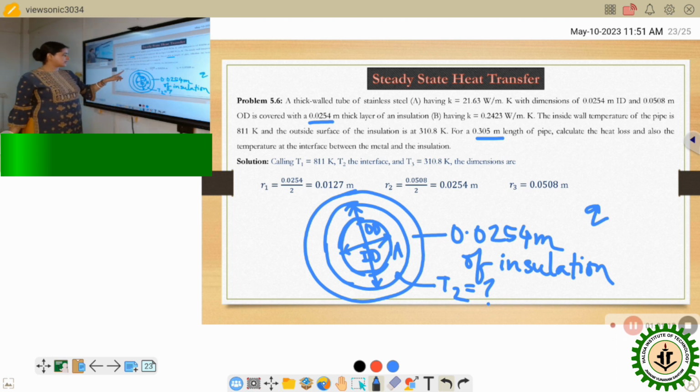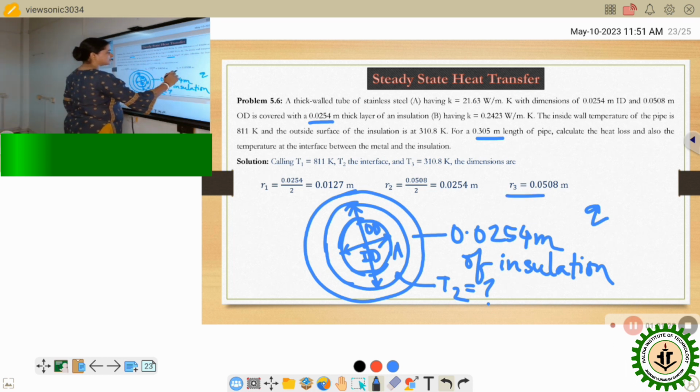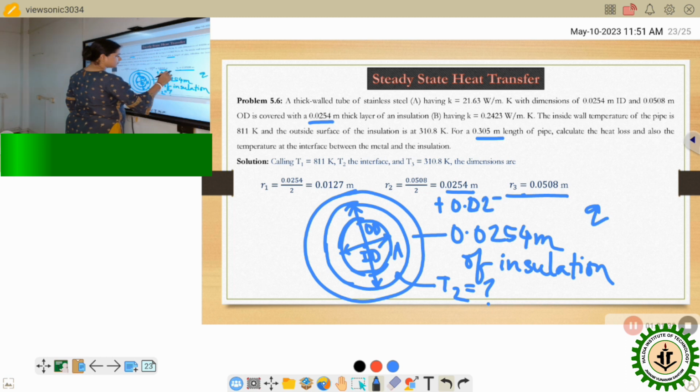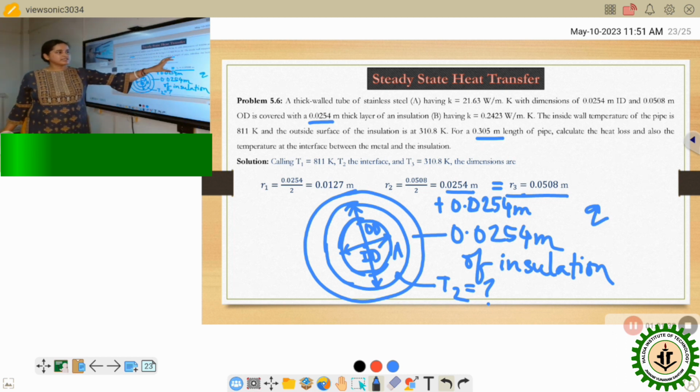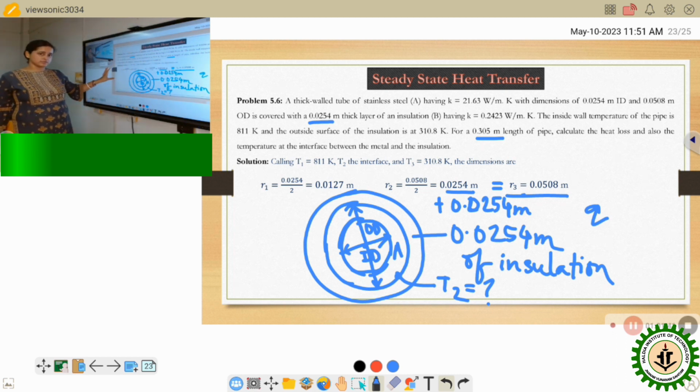Now my R1 is nothing but your inner diameter divided by 2, R2 is your outer diameter divided by 2, and R3 is your insulation, meaning R2 plus 0.0254 meter will give you R3. Okay, so if you have all this, I think you will be able to do the rest of the problem because it is the same as the slab problem.